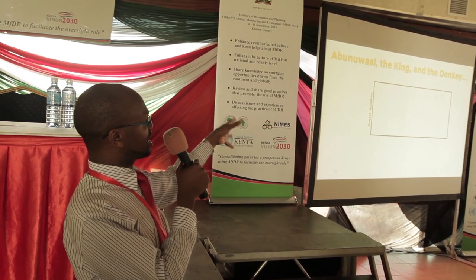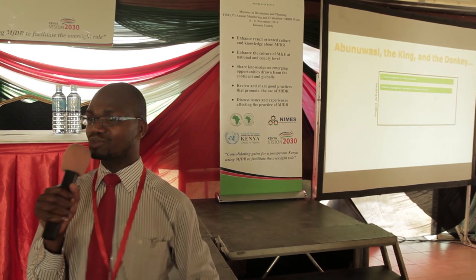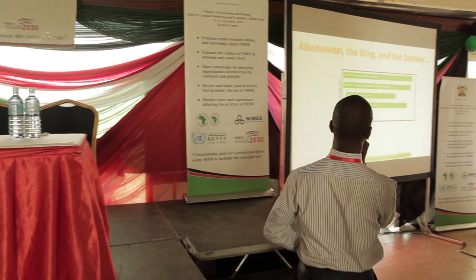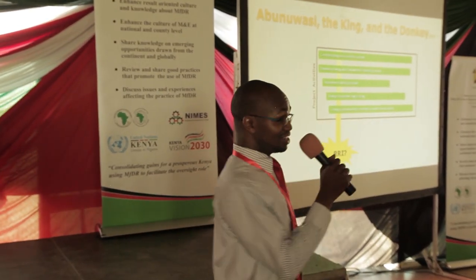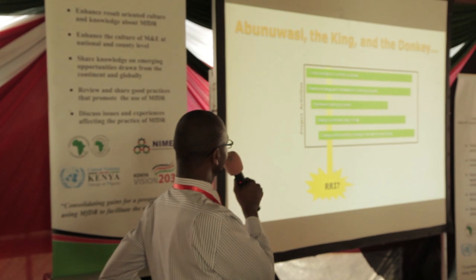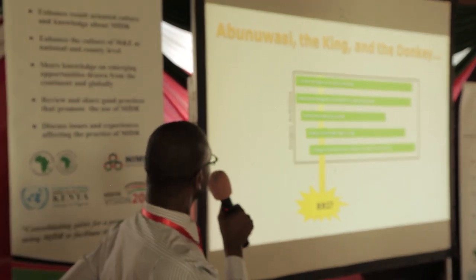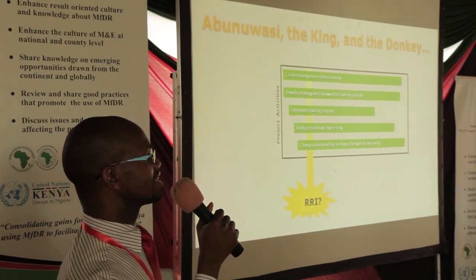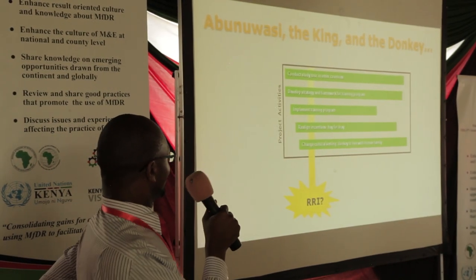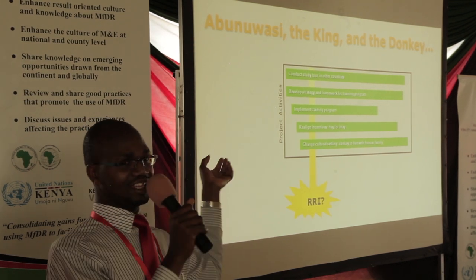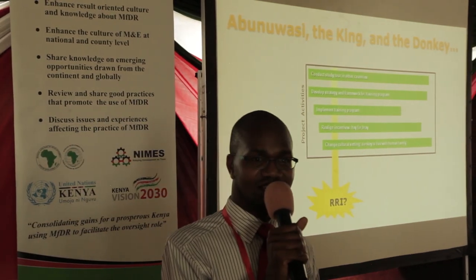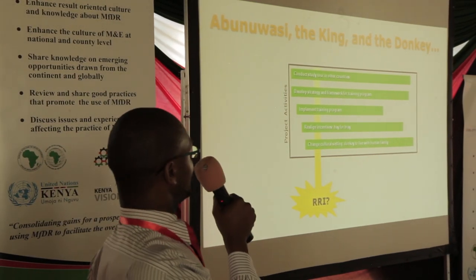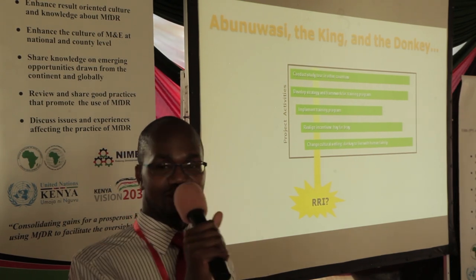We have Abunuwasi, the king and the donkey. I'm sure many of us have heard about Abunuwasi, the king and the donkey. I'm sure some of us know the story of Abunuwasi. There was a story about someone who was supposed to be killed, and of course Abunuwasi was the culprit. So they made a deal with the king.